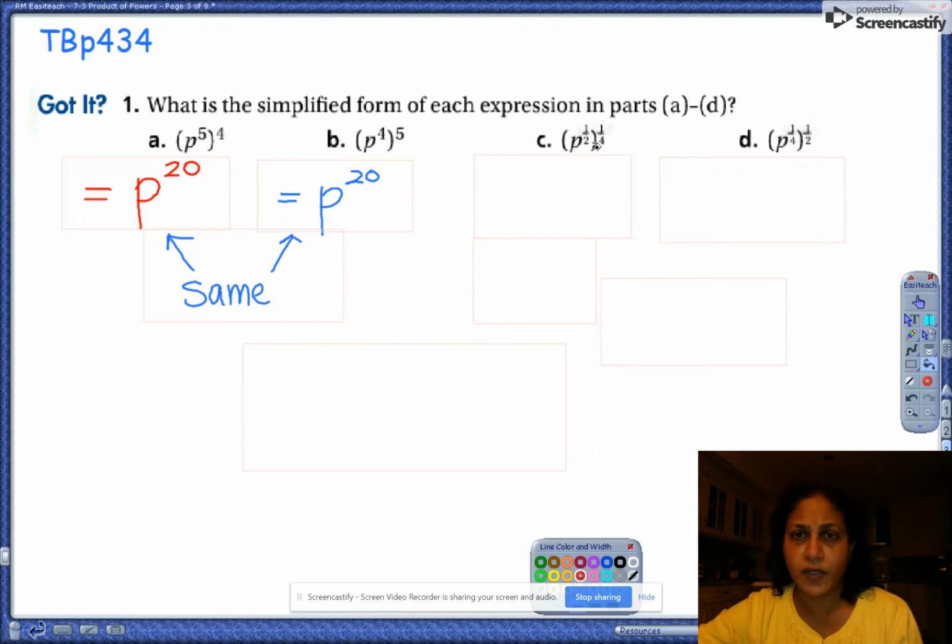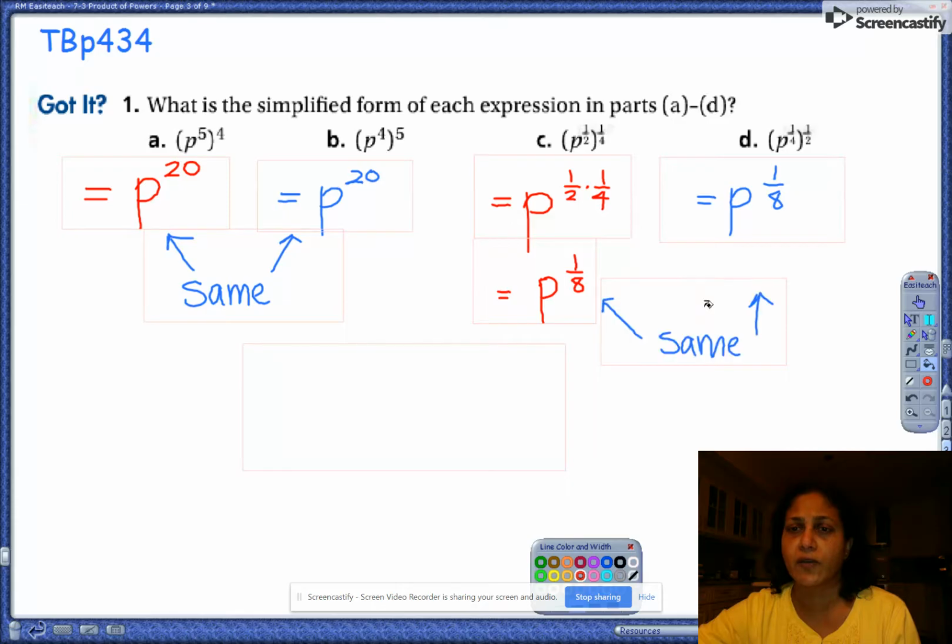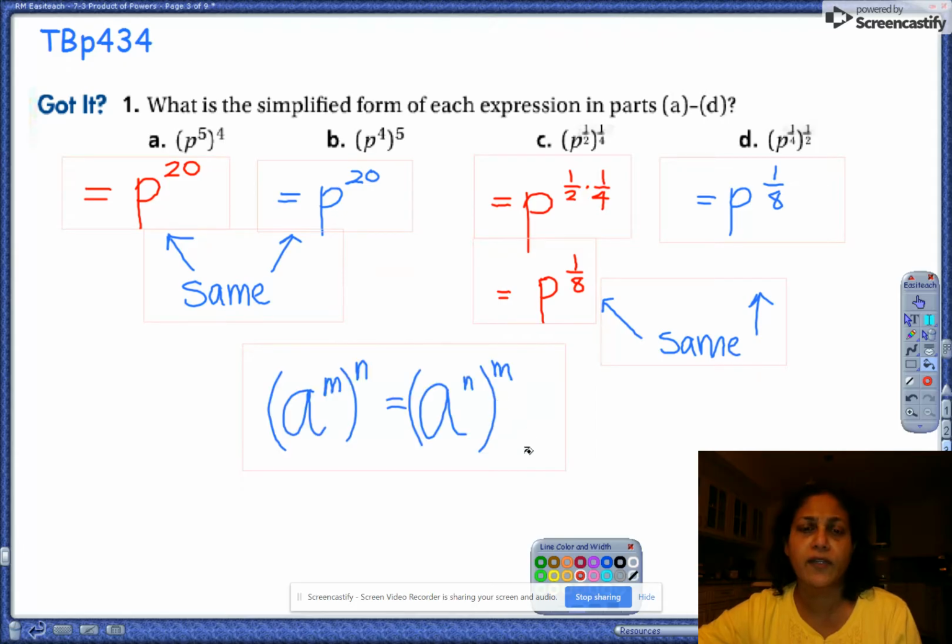When the exponents are fractions, the same rule applies. You simply multiply half times 1/4, which is 1 over 8, or 1/4 times half, which is also 1 over 8. So here's a rule you might think about, that if it's a m to the nth power, it is the same as a to the n raised to the mth power.